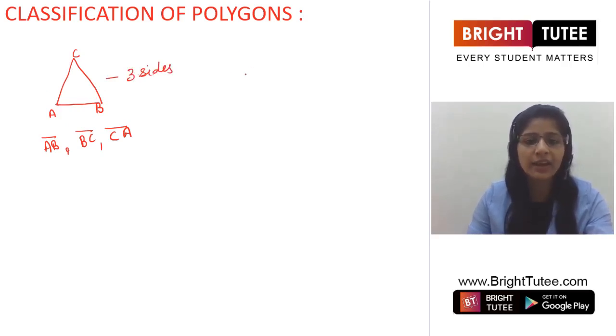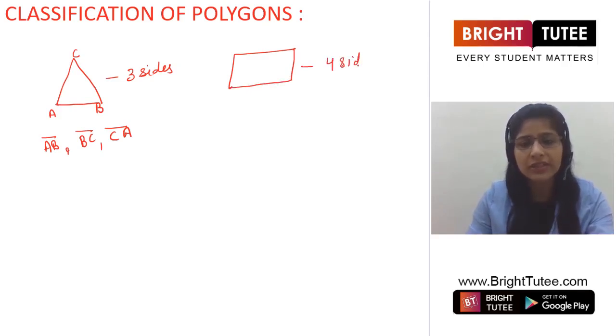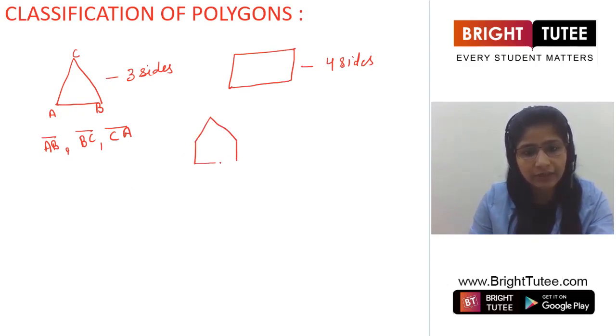Right? Now if I go with another one, I can make a closed figure with four sides, as you can see. So it is a polygon with four sides because it is a simple closed curve. Right? Now if we go with five sides, we can draw with five sides also. So I am drawing it: 1, 2, 3, 4 and this is the fifth side.